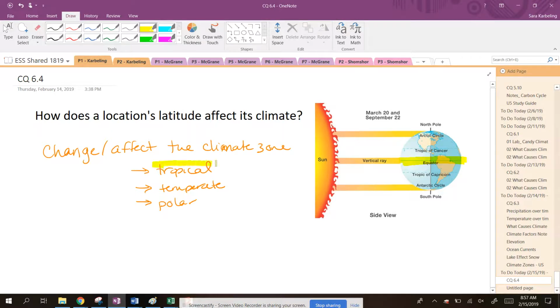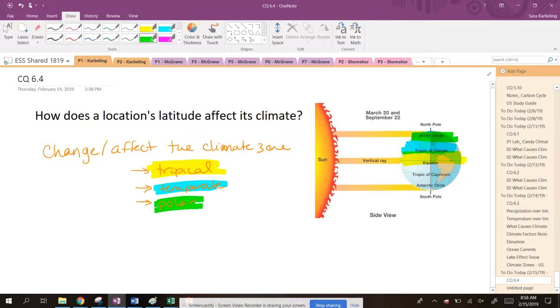So we've got the tropical climate in that equator area, and then what comes right next to the tropical climate, right just north of it? Temperate. So up here, kind of in this area is temperate. And then way above, polar. Does that make sense? Yeah, so we got the polar climate way up here.